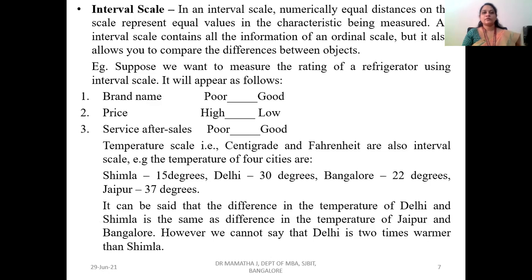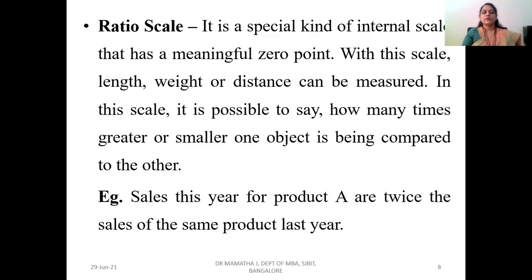If you have a list of parameters identified related to a refrigerator, for example, brand name, price, service after sales, however many parameters you identify which you want to measure, for each you will be giving an interval scale. Poor to good, high to low, excellent to fair, poor. Like this you will be measuring, and it gives an equal distance between each item. So this is about interval scale.